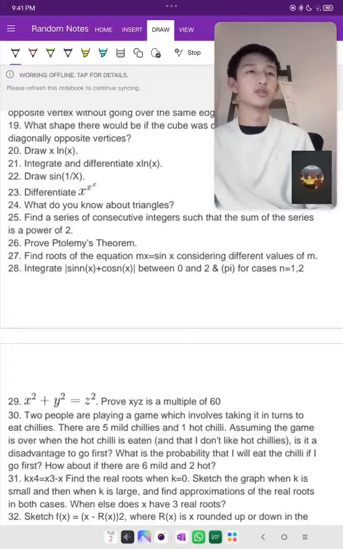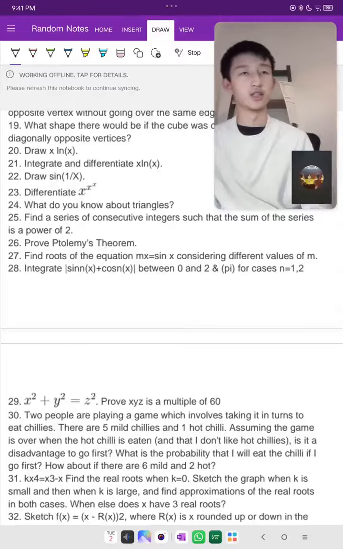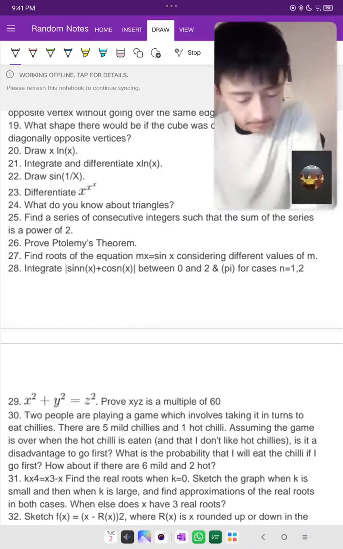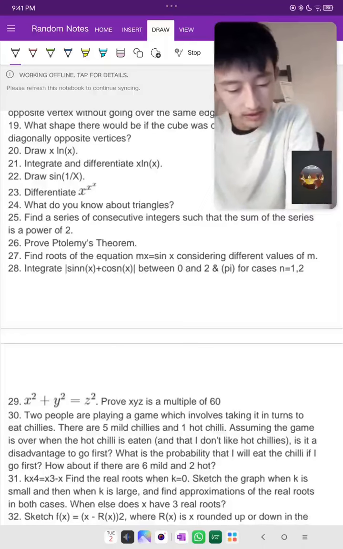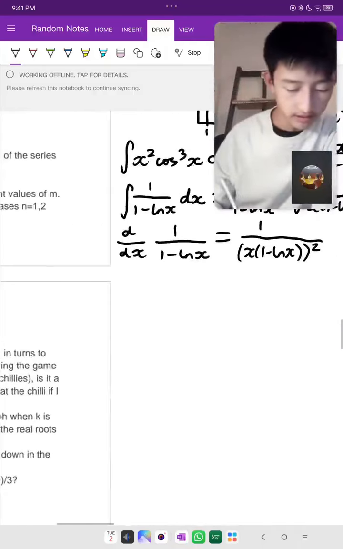Some circle theorem. The product of the lengths of the diagonals of a cyclic quadrilateral is equal to the sum of the products of the lengths of its opposite sides. Yeah, I cannot be bothered to try to prove that. Find the roots of the equation mx equals sin x, considering different values of m.